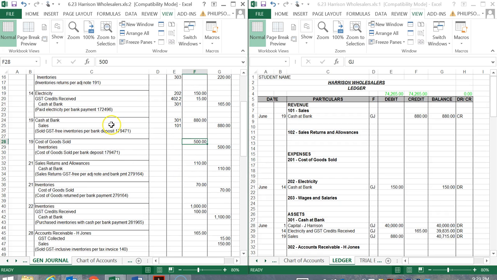Okay, so we've sold some stuff, so we need to transfer it out of our inventories account to our cost of goods sold account. So first line, $500 debit to our cost of goods sold account. So it's June 19, 500 and 500 debit.